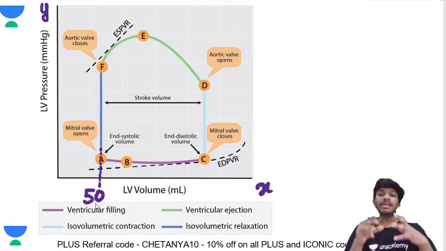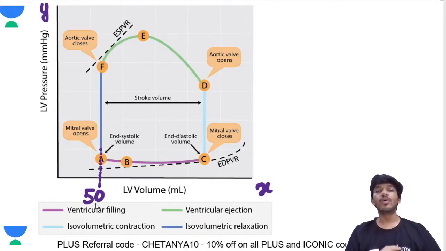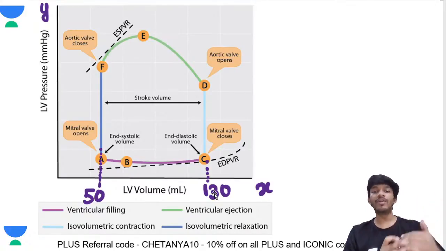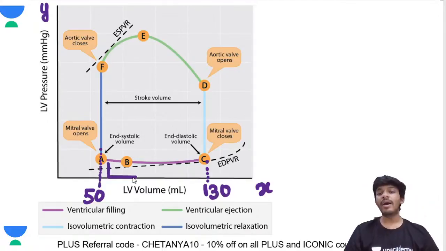Then the atria start to fill the ventricle. When the ventricle is getting filled, the volume is going to increase because blood is flowing into the ventricles. Let's say the volume becomes 130 ml, so 80 ml has been added to the left ventricle. This is the period of ventricular filling, in which you have initially rapid filling, then slow filling, and then the atrial kick.